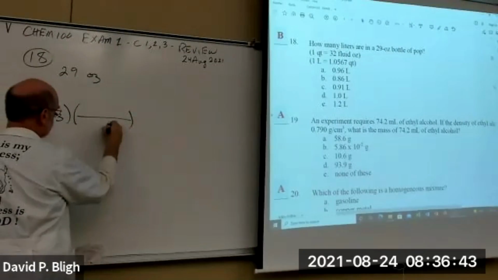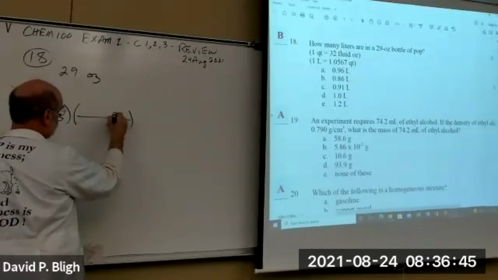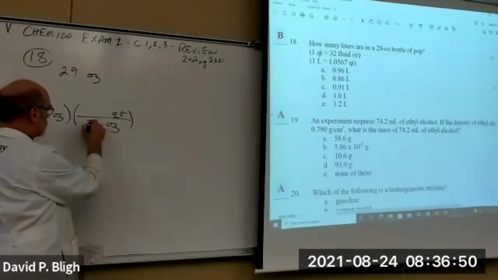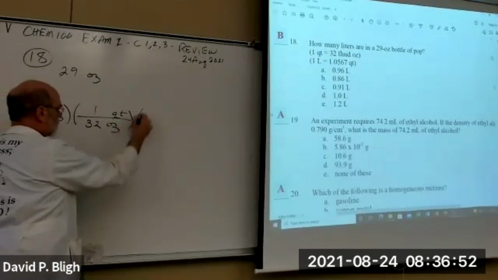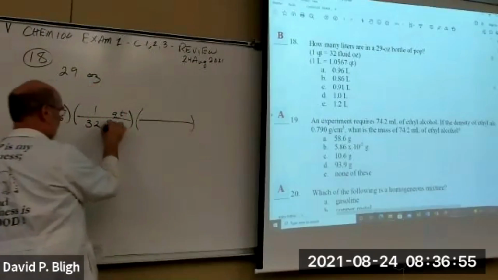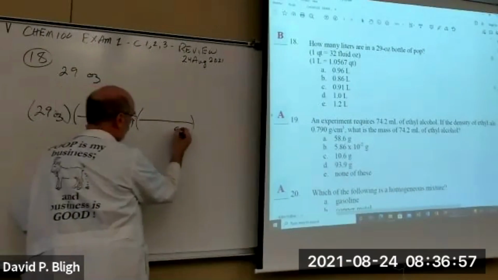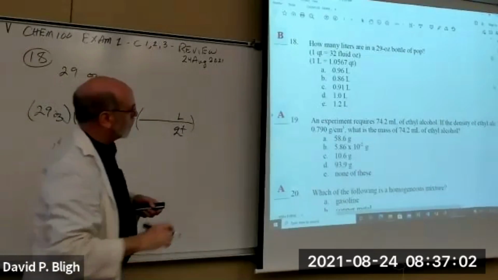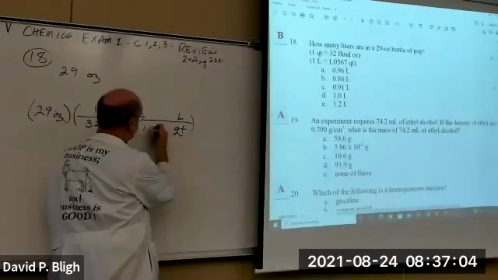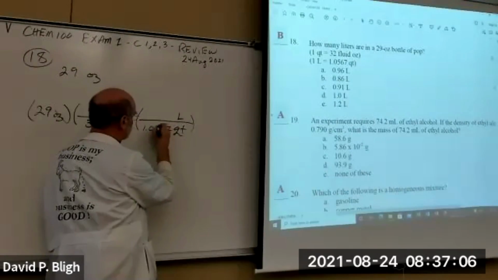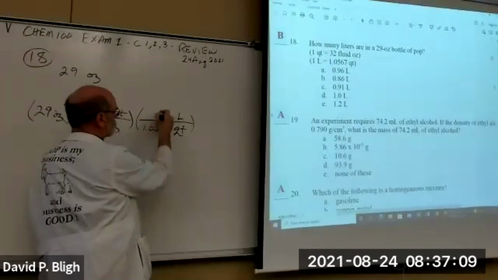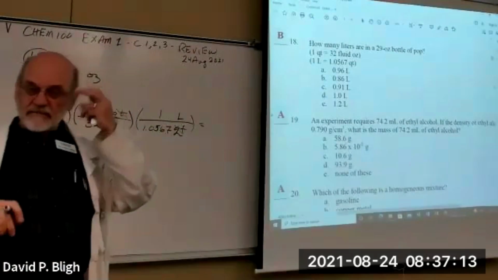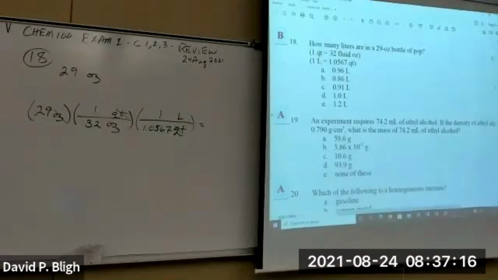And our first one takes care of the ounces and gives us quarts. So we've got 32 ounces is 1 quart. All right, so the ounces are gone. Now we've got to convert quarts to liters. So 1.0567 quarts is 1 liter. Okay. Our thinking's done. All that's left is number crunching.